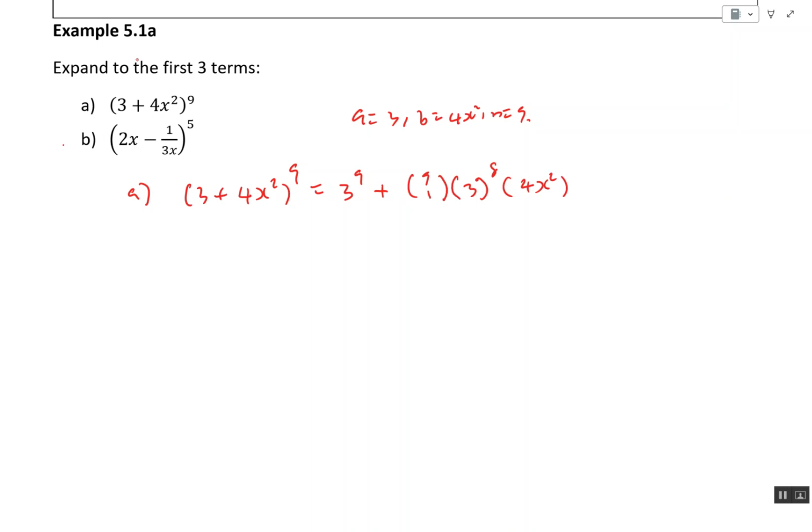Since I'm only asking for the first 3 terms, I only need the first 3 terms. So write the third term, and then you all can stop already. Then take note, when you all put the square, it is to the entire 4x squared, then plus dot dot dot. So just expand and simplify this. This is what you all should get.